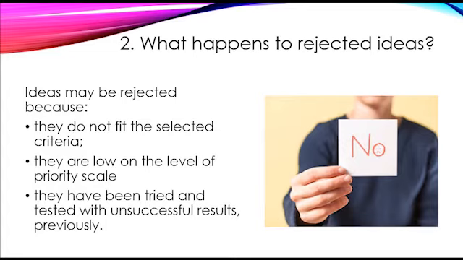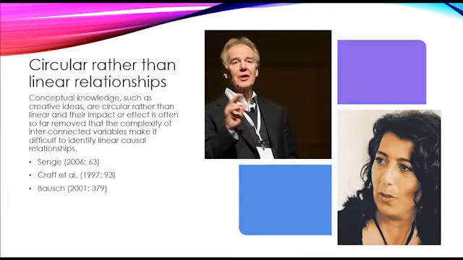And authors such as Senge, Kraft and Bosch remind us that cause and effect create simplistic, linear relationships, whereas conceptual knowledge, for example, creative ideas, in some cases, that simple cause and effect is the right way to think. In some cases, we need to be thinking on a linear level, but not with ideas, because ideas are conceptual. And because ideas are conceptual, we need to use circular rather than linear thinking. When we evaluate ideas in isolation, we're not thinking about the circular causal relationships.